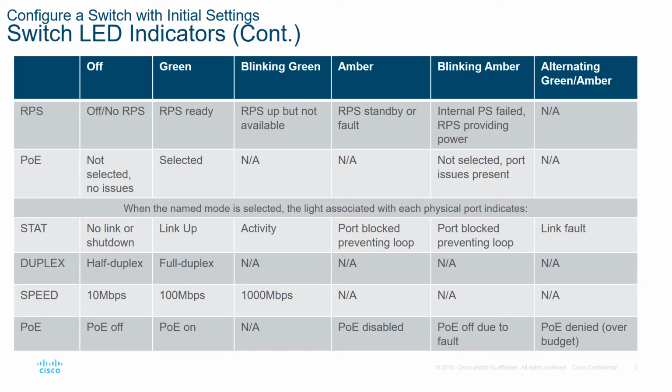If the PoE LED is off, meaning that PoE mode is not activated or it is off. If the PoE LED is green, meaning that the PoE mode is activated or it is on. If the PoE LED is amber, meaning that the PoE mode is disabled. If the PoE LED is blinking amber, meaning that the PoE mode is off due to fault. If the PoE LED is alternating amber and green, meaning that PoE mode is denied due to over budget or availability.